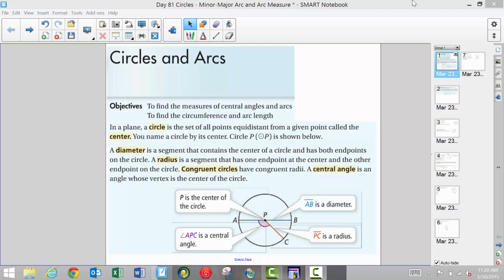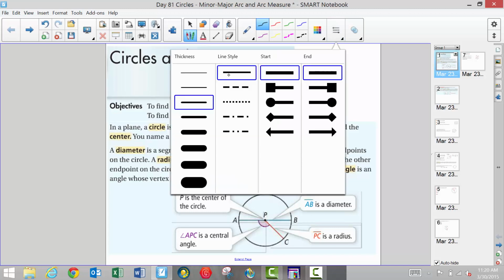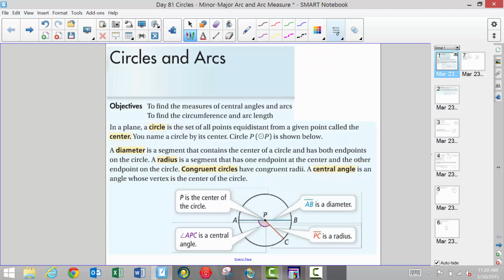A central angle is an angle whose vertex is the center of the circle. I have everything labeled here: diameter, radius, central angle, and center of a circle. The only thing new here, probably for some of you students, is the central angle. Remember that the central angle is where the vertex is the center of a circle. Therefore, the central angle is also formed by two radii. We're going to use these rules to find major arcs, minor arcs, semicircles, and arc measure.